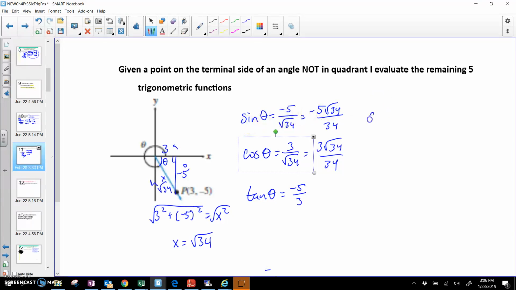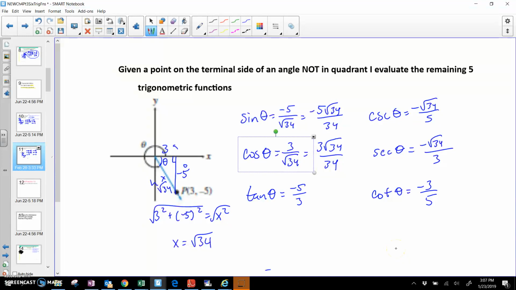The reciprocal of sine is cosecant of theta, so that's negative root 34 over 5. Secant is the reciprocal of cosine, so it's negative root 34 over 3. And finally, cotangent of theta is the reciprocal of tangent, so it's negative 3/5.